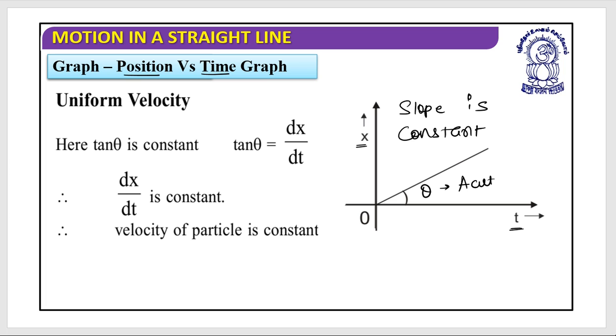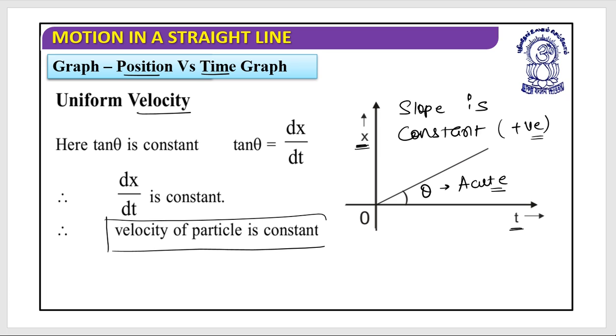Theta is acute, and when theta is acute, it must be a positive value. Now, what should be the slope of this quantity? Yes, it is an x versus t graph, so I know that it is a uniform velocity. Velocity of the particle is constant. Why? Because the slope is constant. So it is moving with constant velocity.